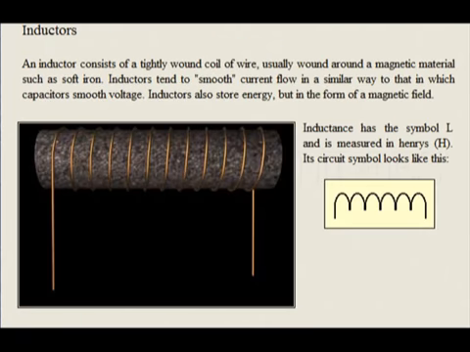An inductor consists of a tightly wound coil of wire, usually wound around a magnetic material such as soft iron. Inductors tend to smooth current flow in a similar way to that in which capacitors smooth voltage. Inductors also store energy, but in the form of a magnetic field. Inductance has the symbol L and is measured in henries. Its circuit symbol looks like this.